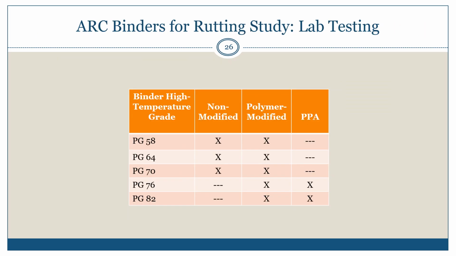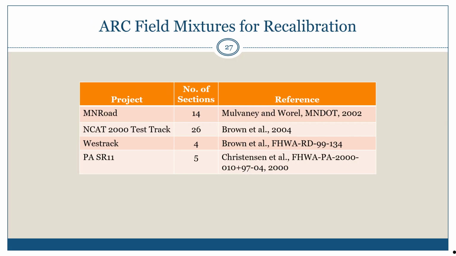And we also had a nice range of binder properties. We had PG grades ranging from 58 up to 82. Three of these were non-modified. We have five polymer modified and two that contain polyphosphoric acid. So a nice range of binders.